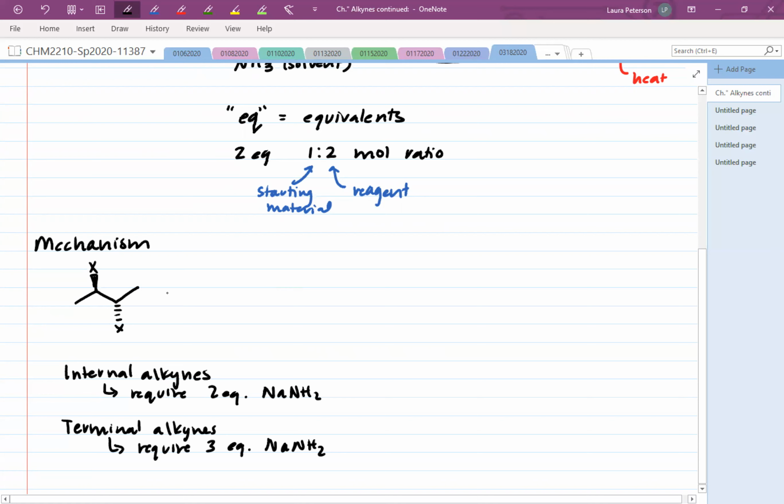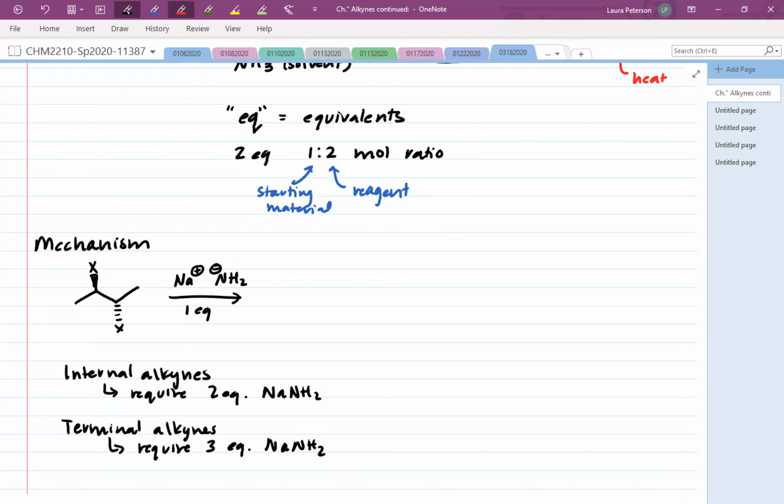In this case, let's break it up into each step. We're going to look at the first step, NaNH2 with 1 equivalent. Here's our first equivalent of NH2 minus. What we're going to see here is that we remove a hydrogen at the same time that we're removing the halogen. I'm going to get rid of stereochemistry here to simplify this. Sorry to erase, but at both positions, I'm going to draw in the hydrogen and the halogen at each one of those carbons.